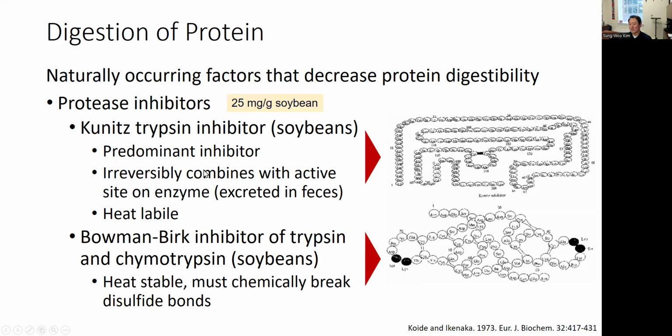However, it is very weak against heating. So the cooking of soybeans will denature, destroy Kunitz trypsin inhibitor. Whereas Bowman-Birk trypsin inhibitor is minor, but it's heat stable, so the cooking will not destroy it, and it will block the function of trypsin. Also, it can block the function of chymotrypsin too. Okay?